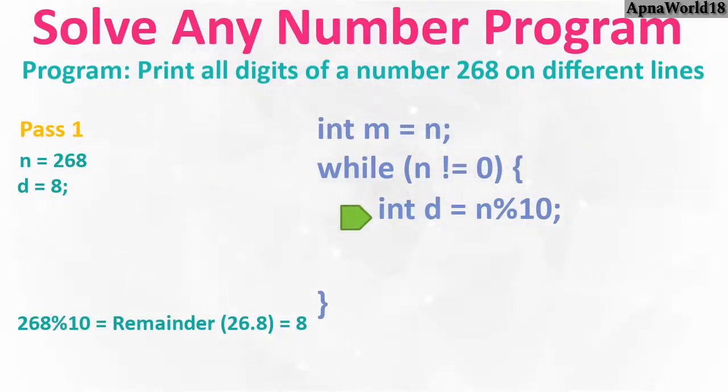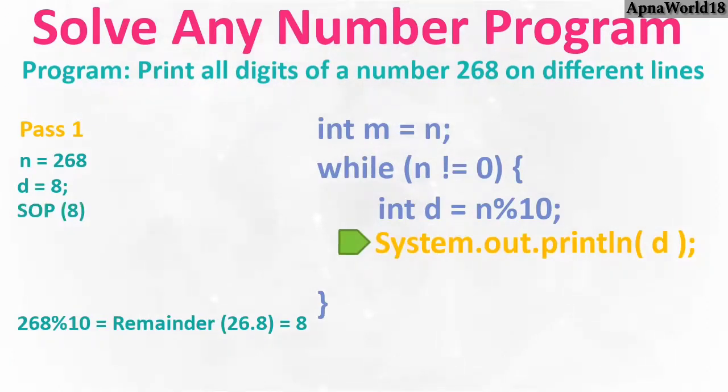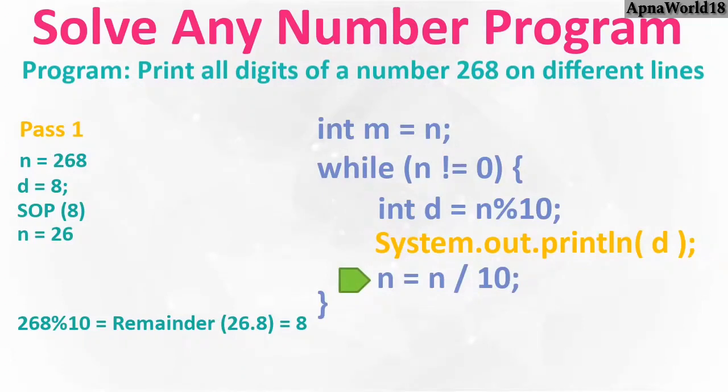Now in the question, we are asked to print this digit, so we will write System.out.println statement to print it. Now we need to cut out this number so that we can extract the next rightmost number. How will we do it? We will just do n divided by 10. What does n divided by 10 do? When you divide an integer number by 10, it gives only the quotient without the remainder. So 268 divided by 10 will give 26 and it will drop the remainder as it is not a float or double number, so it cannot store the decimal value. So now the number will become 26.